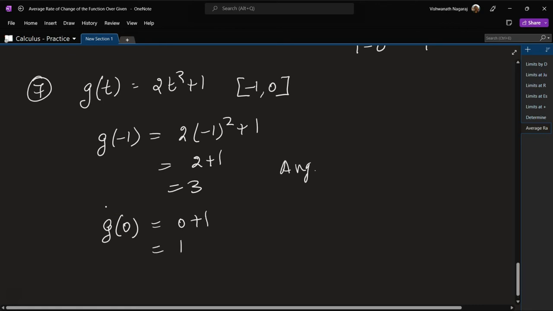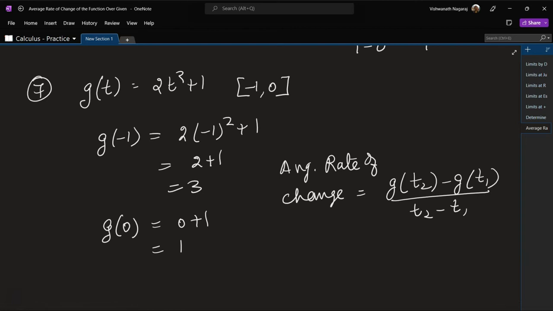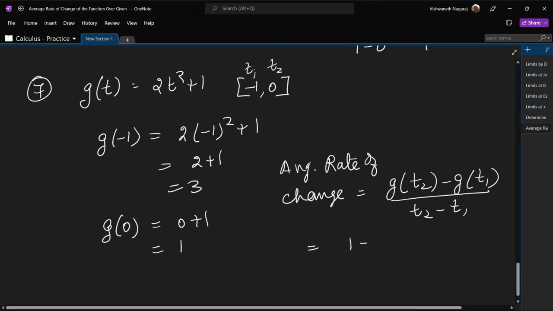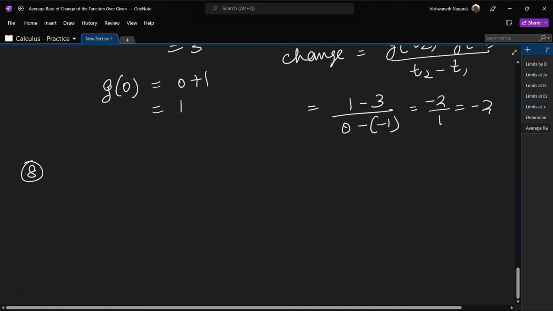So now average rate of change is equal to g of t2 minus g of t1 by t2 minus t1. Yes, so here this is t2, this is t1. So this would be equal to g of t2 is 1 minus g of t1 is 3 by 0 minus minus 1, which is equal to minus 2 by 1, which is minus 2. Let's look at the eighth one.